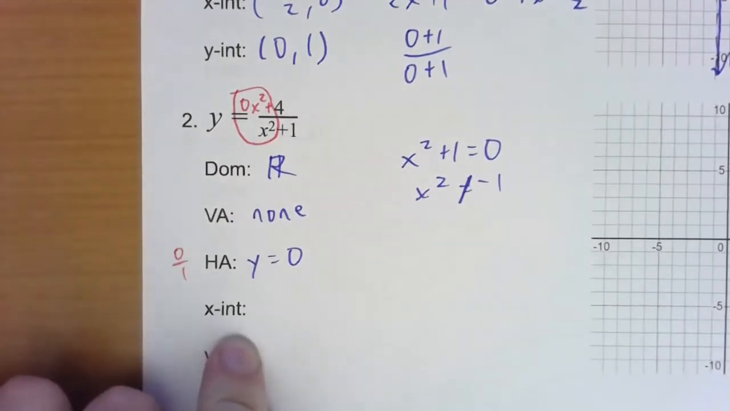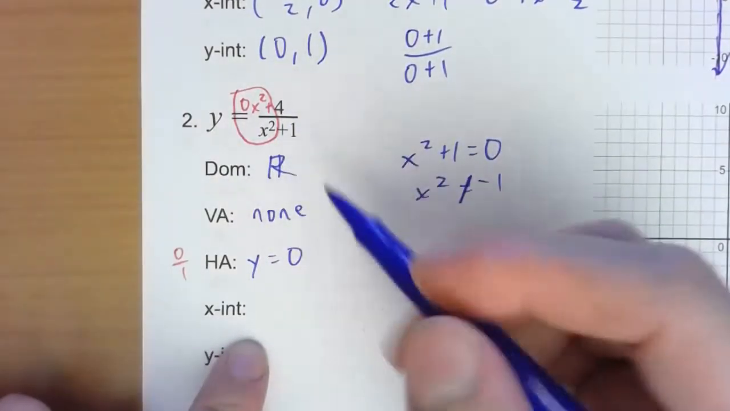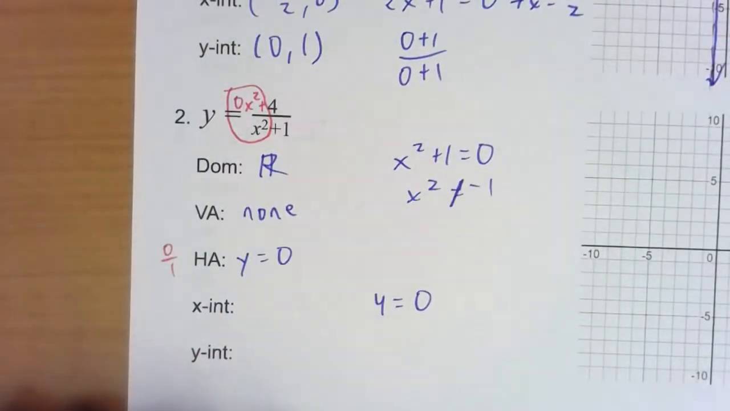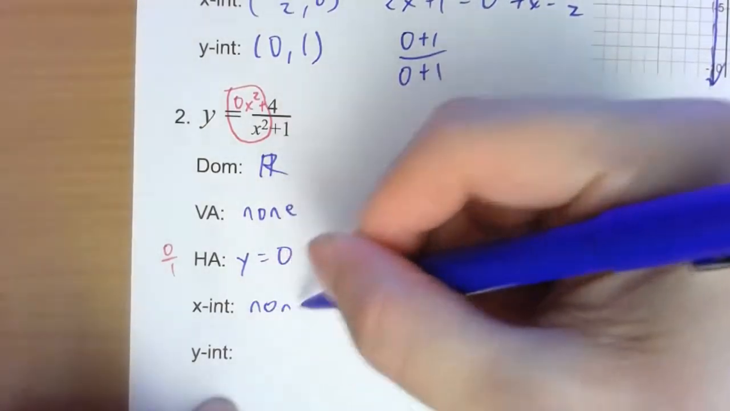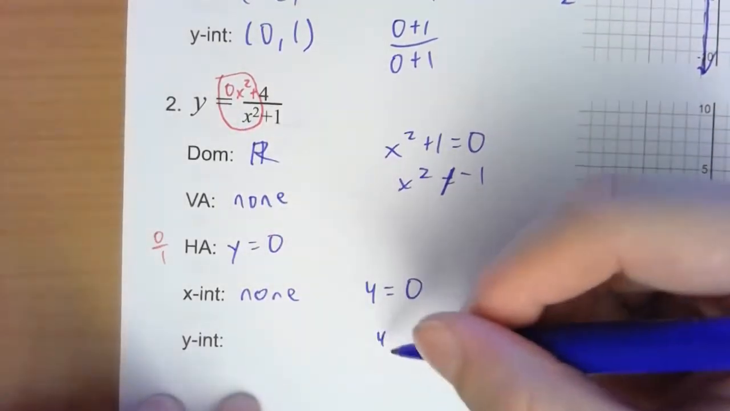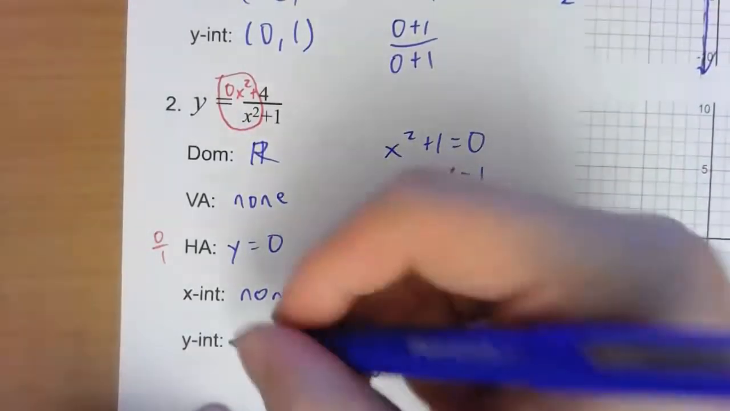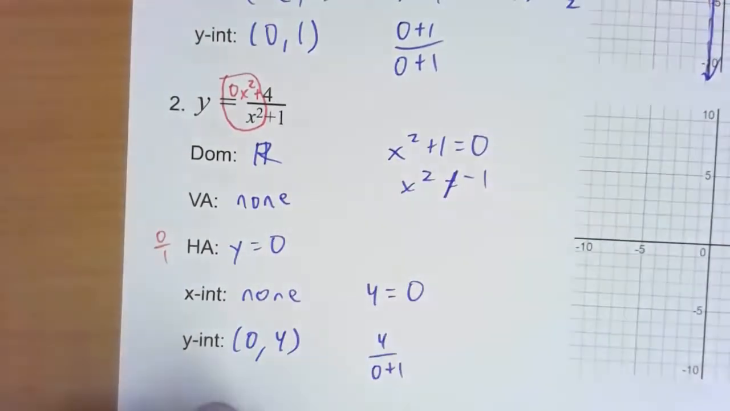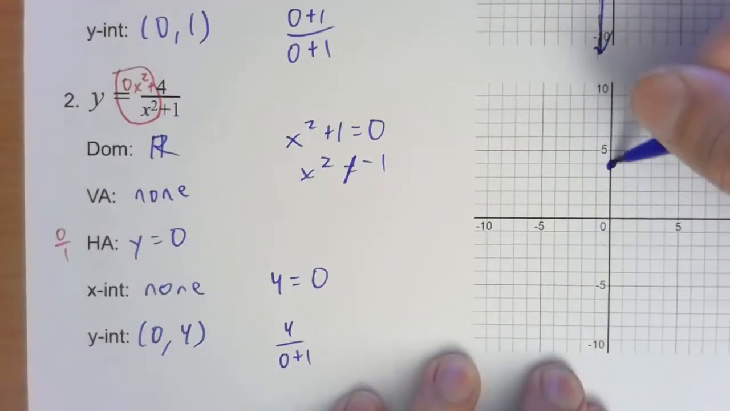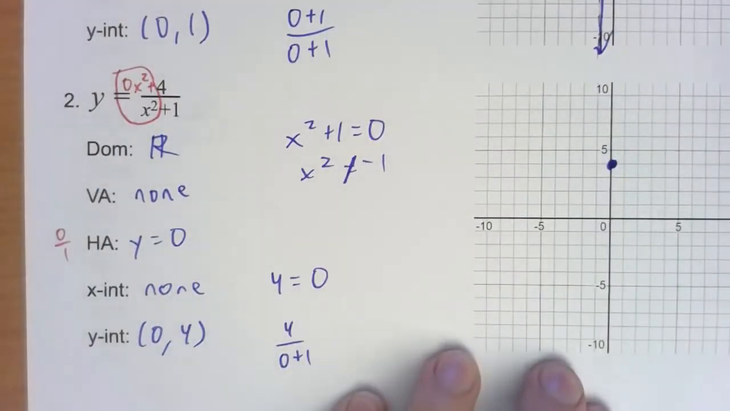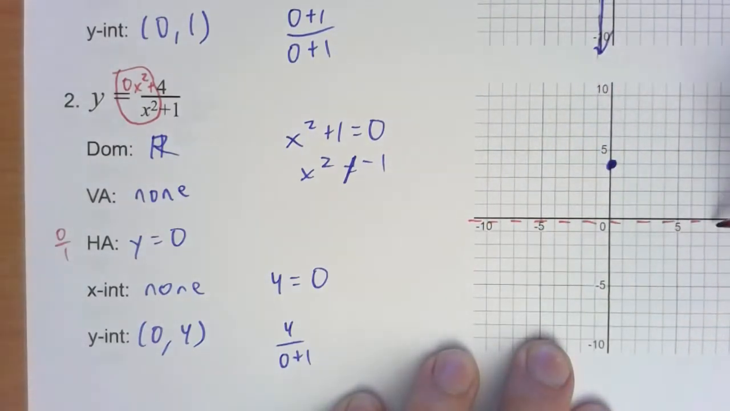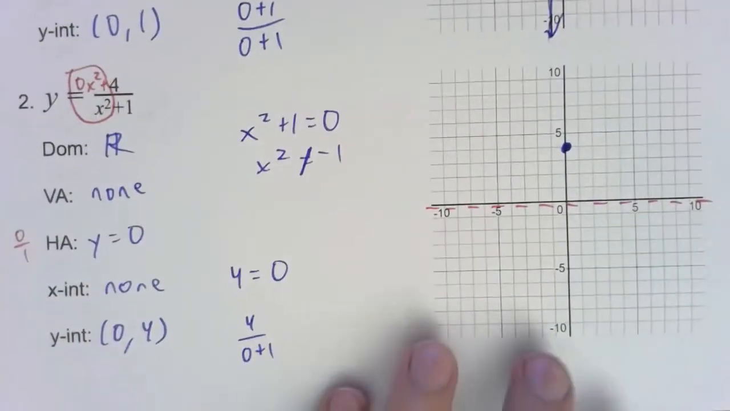Now for your x-intercept, you want the whole fraction to equal 0, which would mean the numerator would have to equal 0. Well, last time I checked, 4 never equals 0, so we've got no x-intercepts here. Y-intercept, we want x to be 0, we plug it in, 4 over 0 plus 1. So we get a y-intercept of (0, 4). Okay? So we know we've got this point here, and we know that we have a horizontal asymptote here. Y equals 0 is just the x-axis. Okay? And that's all we've got.